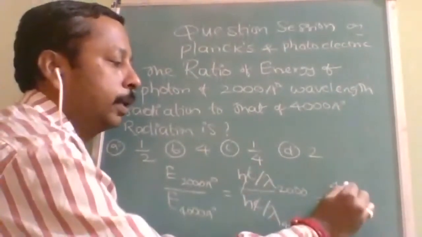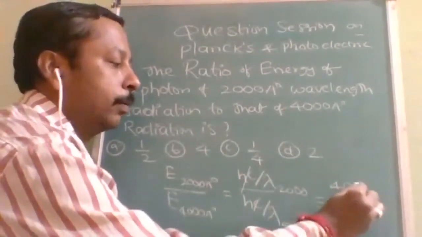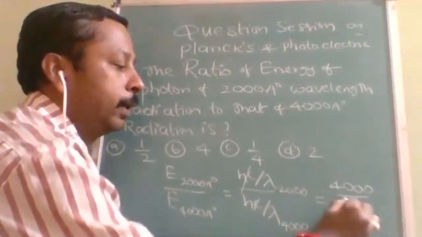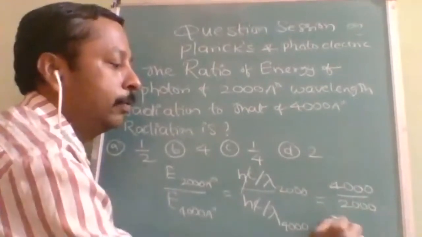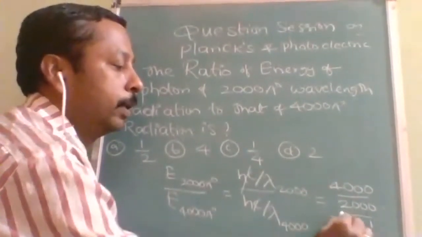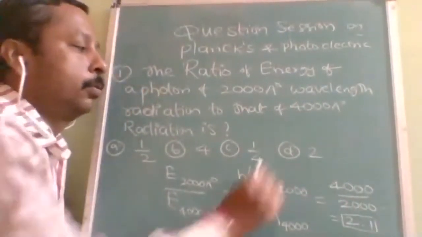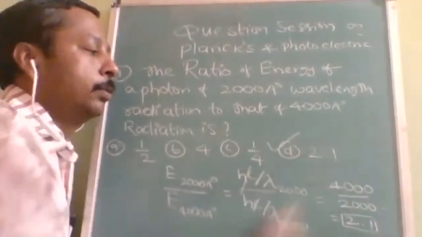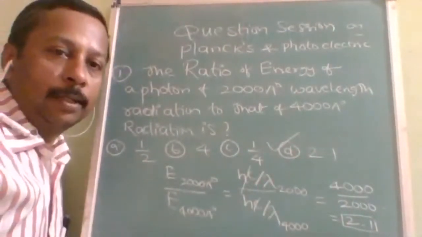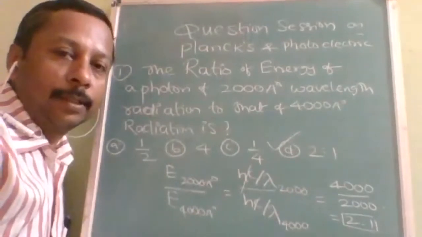So what will be left? 4000 divided by 2000, that is equal to 2:1. Otherwise, the answer is 2, meaning 2:1 or 2/1. So what is the answer? The fourth answer is correct.